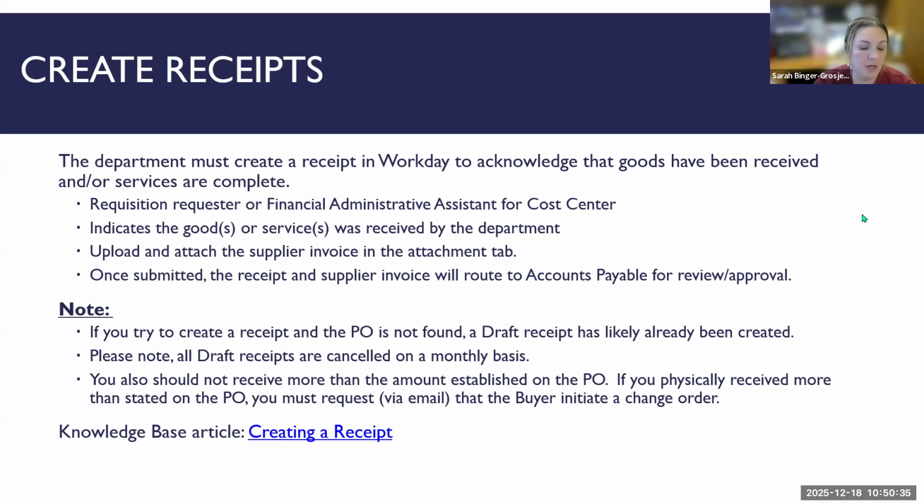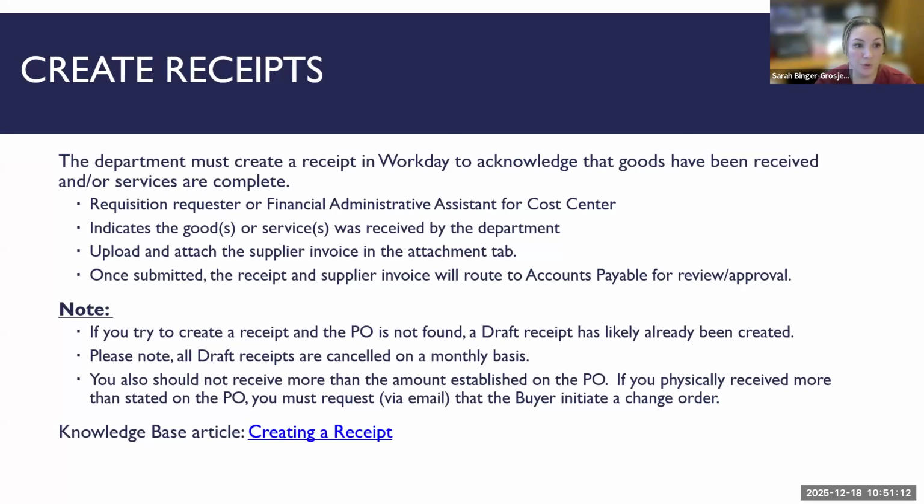Also, when you're creating a receipt, you should not receive any more than the amount that was established on the purchase order. So if you are going to go over what was originally on the PO, then you should be reaching out to the buyer to initiate a change order. And if we receive from AP, we will get a supplier invoice match exception if somebody does try to go over the established amount on a PO, and we'll advise them to cancel that and have you request a change order.